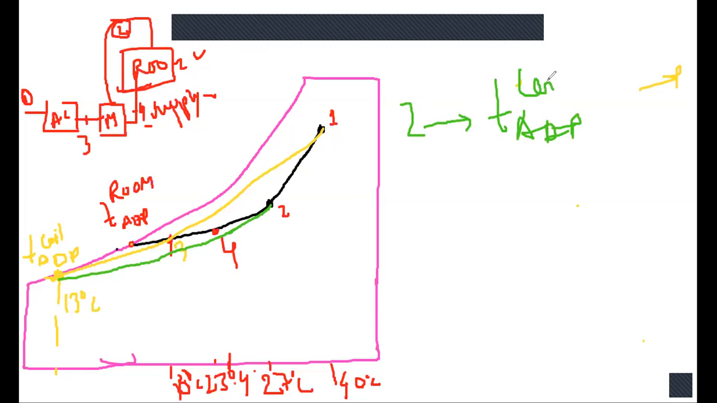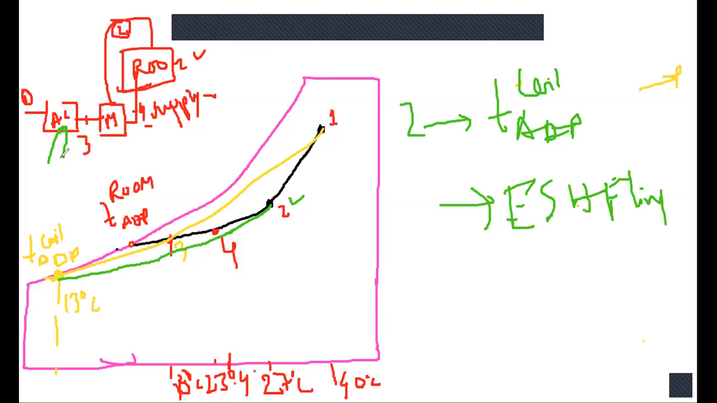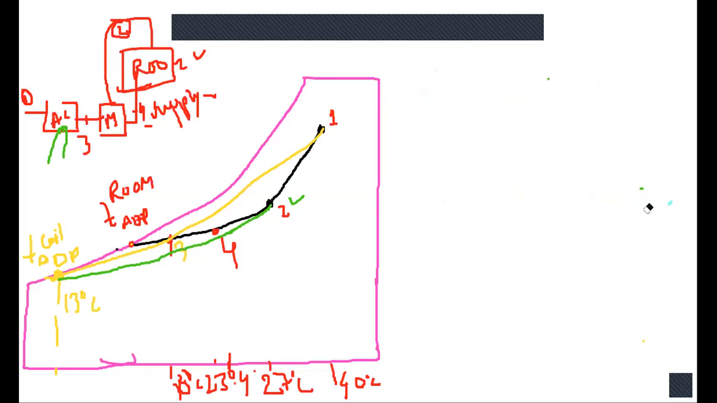This line is called the effective sensible heat factor line, because effectively we want to maintain point 2, and TADP is the coil point by which we condition our air, so this is the point which effectively works. 2 is the room point which we have to maintain, and this represents the capacity of the coil, or cooling capacity of the coil, because if the coil temperature is very low, our cooling range is also very high. Okay, this is our point.